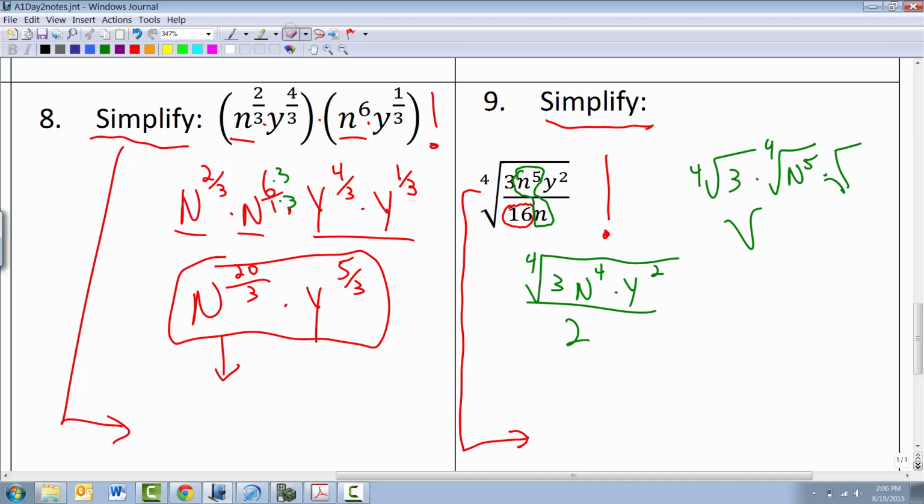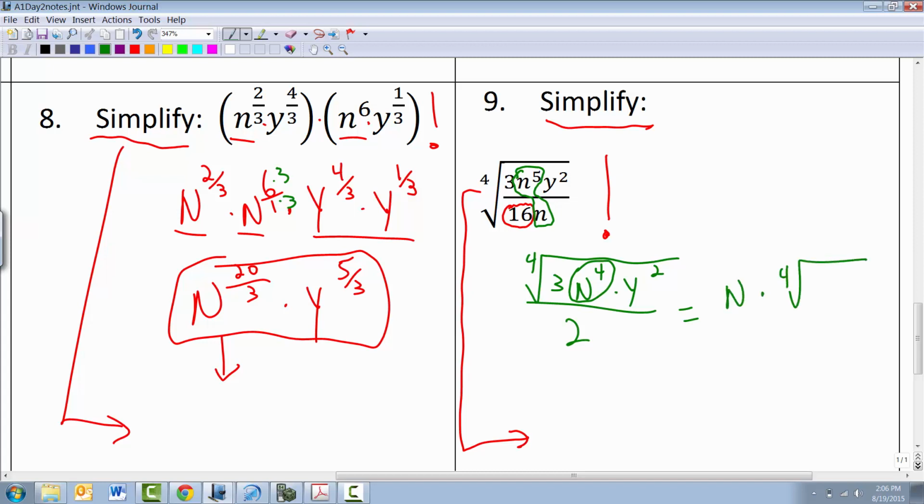All right. And then what's the last thing I have to do? The problem is you have rationalized, but you haven't simplified all the way. So the fourth root of n to the 4th is n. That is the whole idea of what you have to do with radicals.